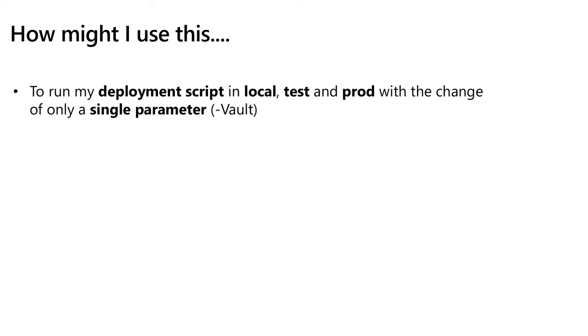A few scenarios come to mind, but really there are quite a lot, maybe infinite. Say I want to run my deployment script in my local environment. I'm playing around with it. Then I want to deploy it to my test environment, and then eventually I want to deploy it to prod. You want to make as few changes at each one of those steps as possible, and this module might let you do that with just changing a single parameter, which is your secret vault.